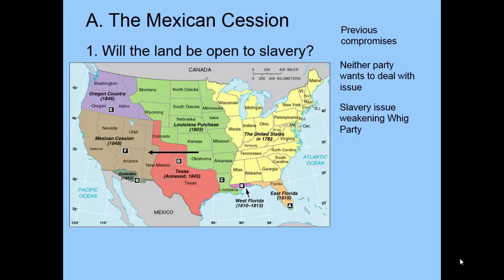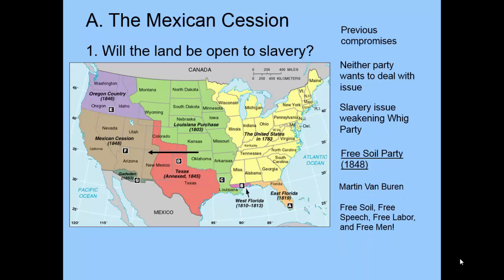All right. Next, neither party wants to deal with the issue. This is such a contentious issue, slavery in the territories, that no major party wants to tackle it. If you come out and say no slavery in the territories, then you're going to anger the South. If you come out and say yes slavery in the territories, then you're going to ruin your party and anger people in the North. And so politicians just try to ignore it. They try to push the issue off.